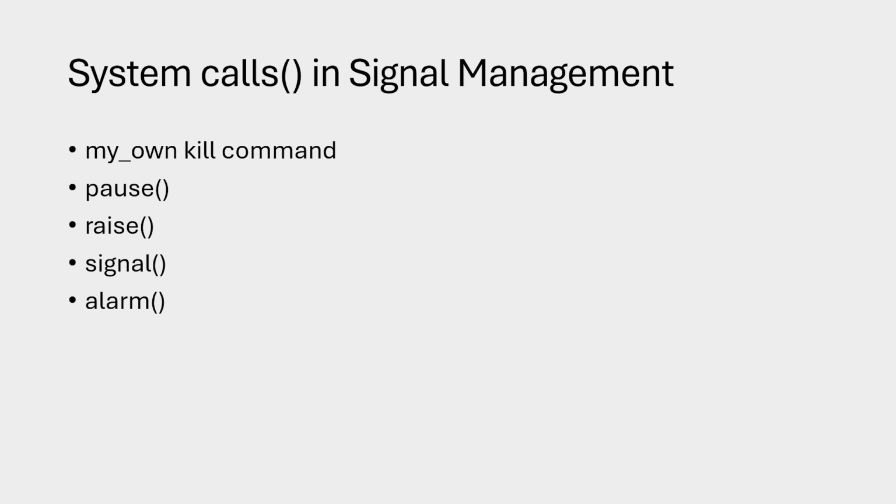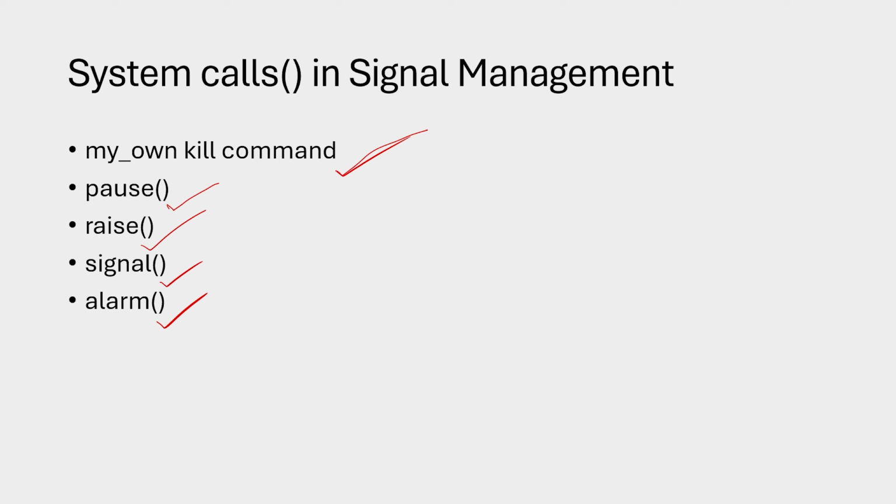Next, after this definition, we discussed a few system calls in signal management. We created our own kill command. After that, we saw the pause system call, raise system call, signal system call, and alarm system call. So these are the basics. These are the system calls used in signal management.